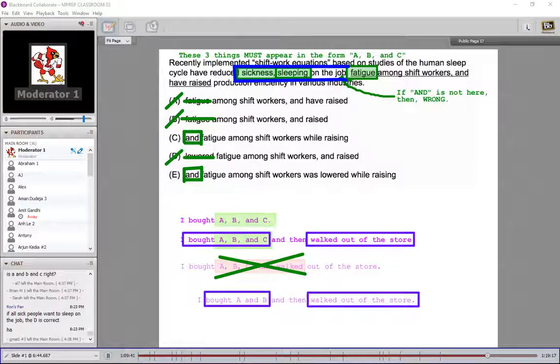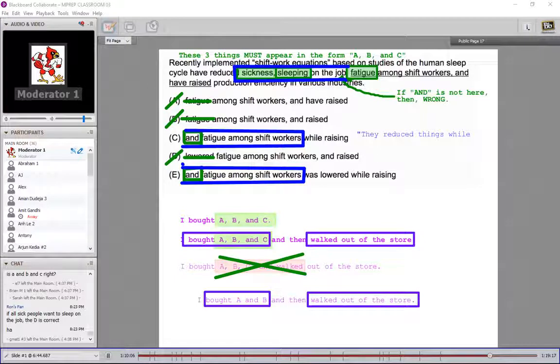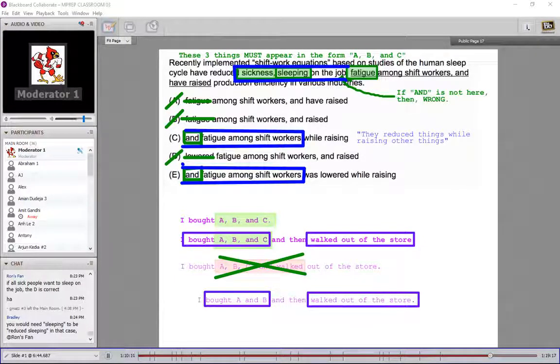That's the first half of stuff, and this is the second half of stuff. So C just says these equations reduced stuff, things, while raising other things, is what that says. This, on the other hand, says they reduced things was lowered. That is definitely not right.